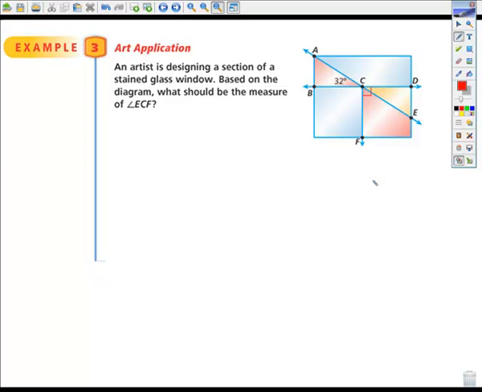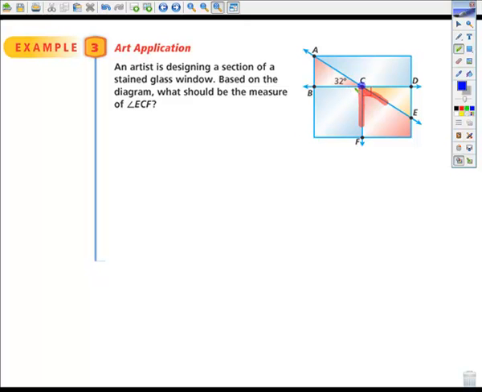An artist is designing a section of a stained glass window. Based on the diagram, what should be the measure of angle ECF? So we're looking at ECF, not that full right angle, but this part of the right angle. This is an acute angle, less than 90 degrees, but more than 0. But I have been given this 32 degrees, and they wouldn't give it to me if I didn't need it.